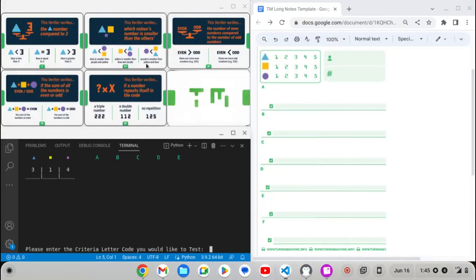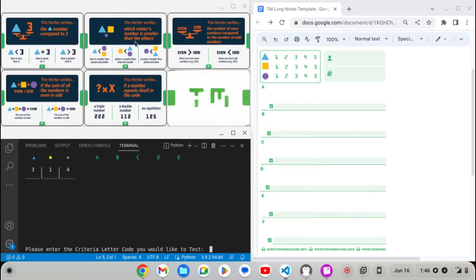In our grid above, we've got our 5 criteria cards. On the top row, we've got criteria card A, criteria card B, criteria card C, and on the bottom row, we've got criteria card D and criteria card E. Criteria card A looks at the first digit, the triangle digit, and compares that value to the number 3. So should the triangle value be less than 3, equal to 3, or greater than 3?